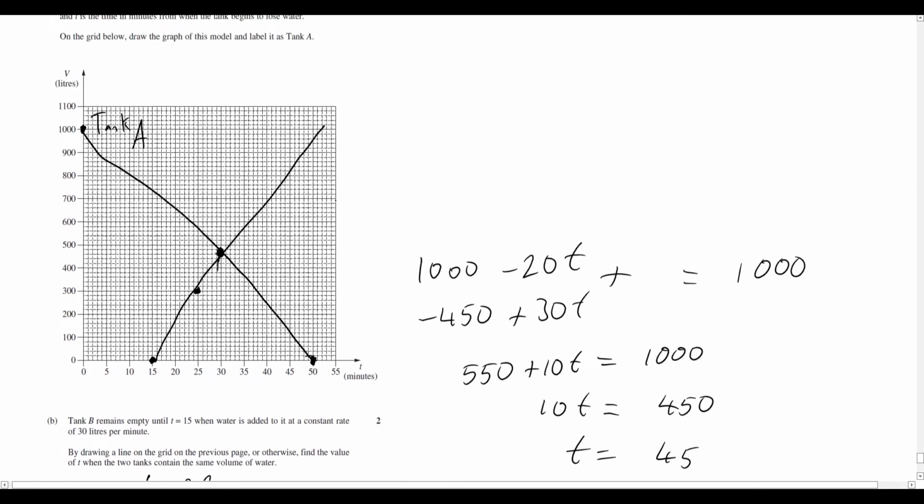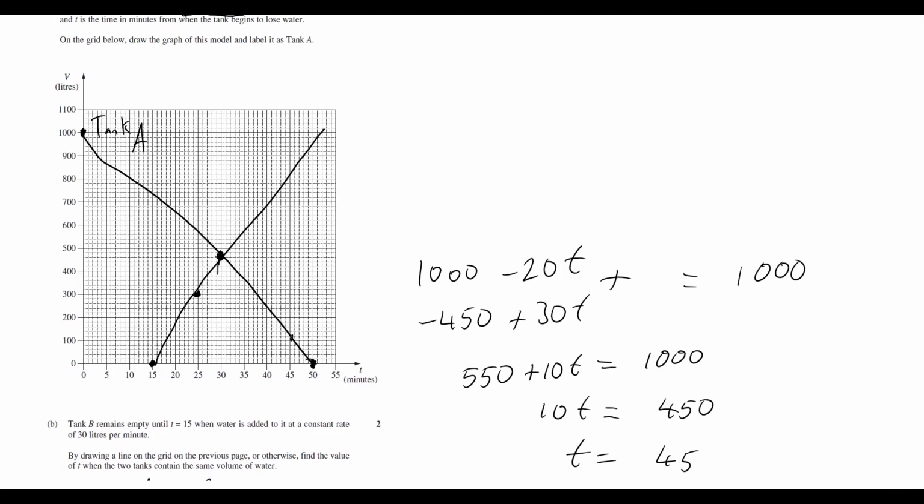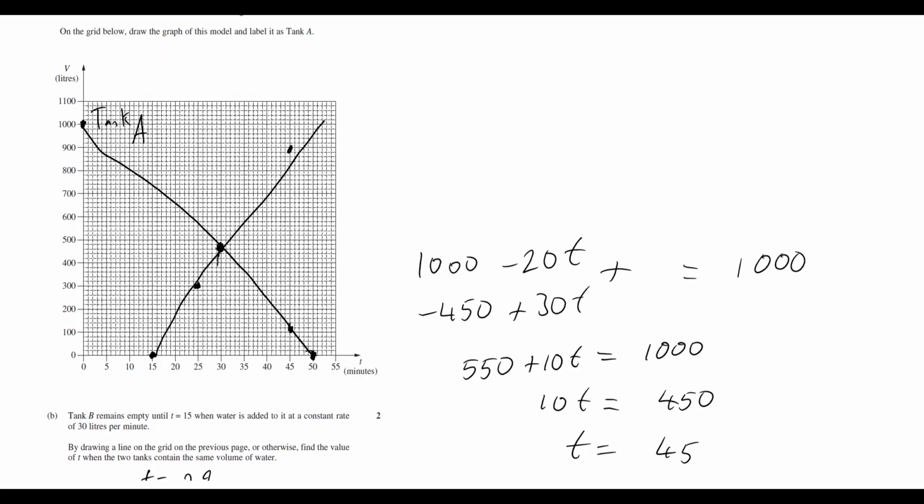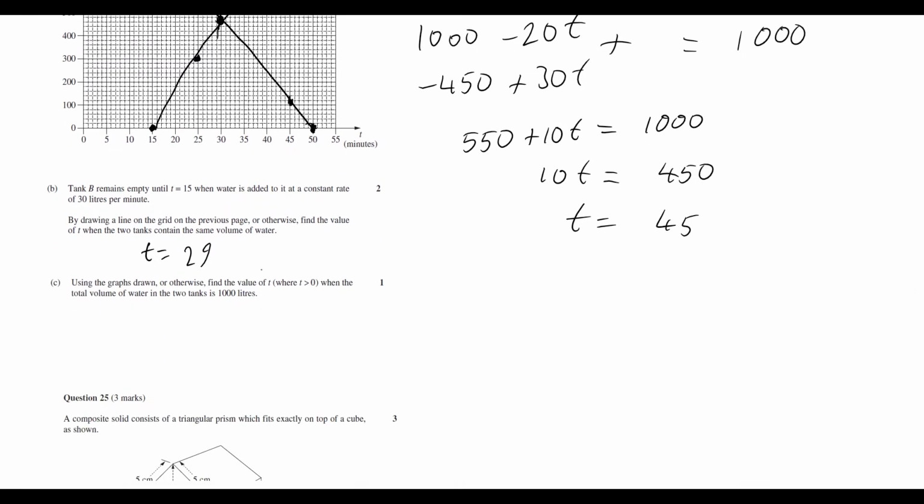So on the 45th minute, this would be around 100, and I think this should be around 900. And so then we'd add those two together, and clearly that would give us the 1000 liters. So we'll say t equals 45.